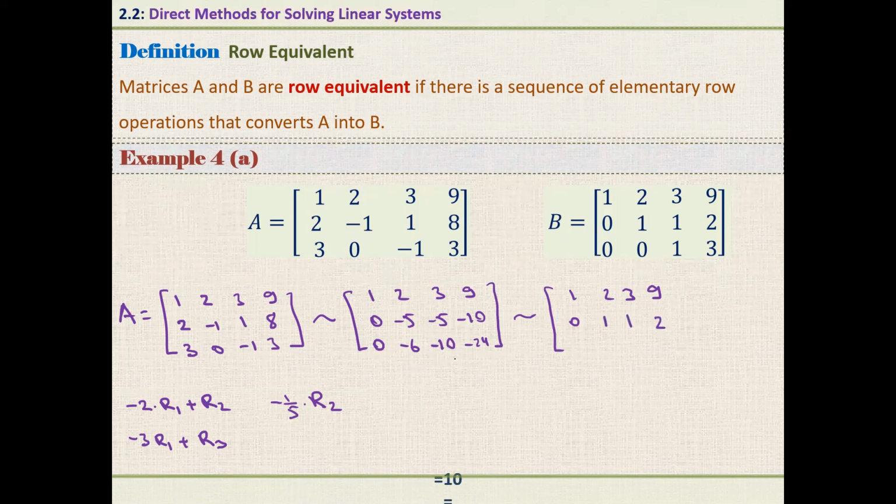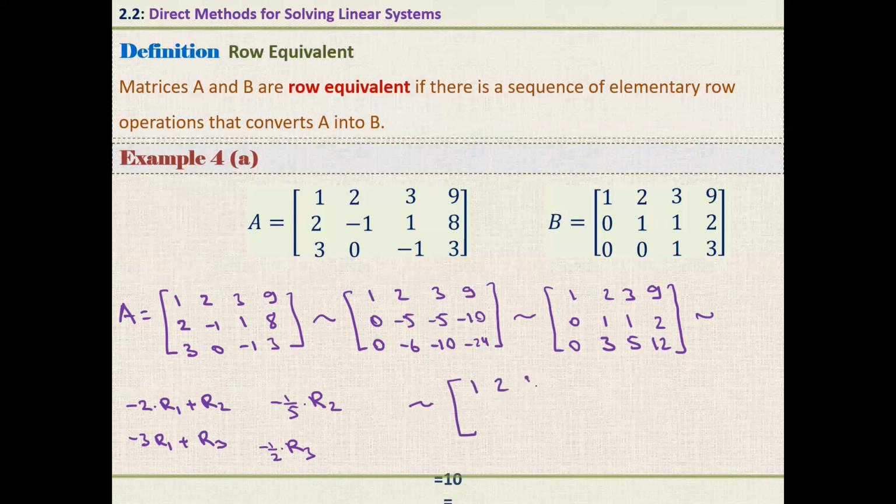And how about here? All numbers are divisible by negative 2. Let's do that. That is minus 1 over 2 times R3. So here we have 0. Negative half times negative 6, that is 3. And this 3. And here we have 5. And here we have 12. Okay. So 1, 1, 2, also the second row the same. That's good.